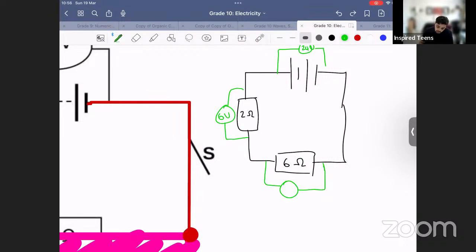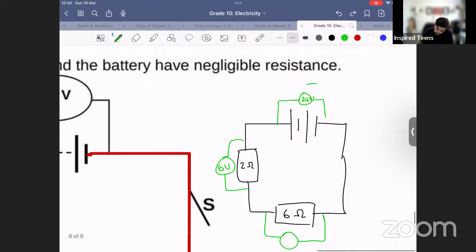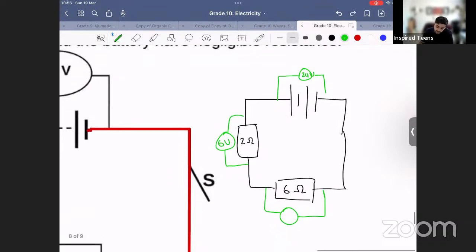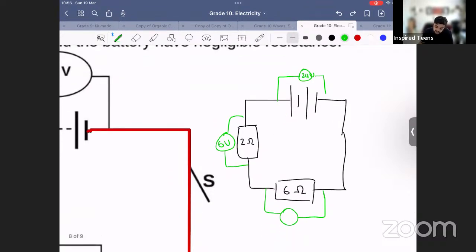Now, if the total is 24 volts across the battery, this uses 6 volts. Remember that voltage splits in series. So what would this read? What would the 6 ohm read? Now can we answer the question? What would the 6 ohm resistor, what voltage reading would it have, keeping in mind that voltage splits in series.